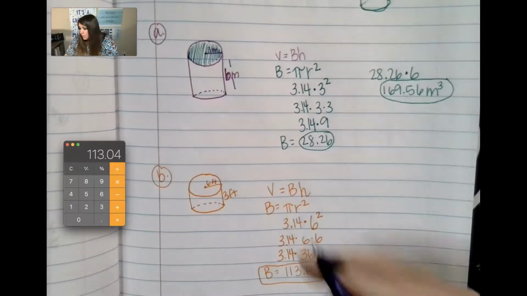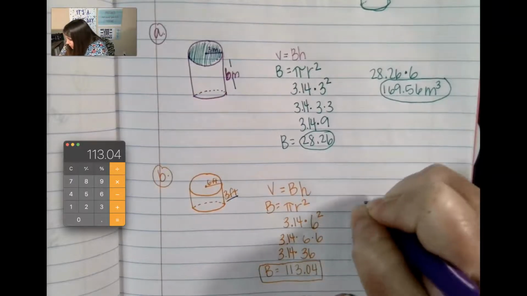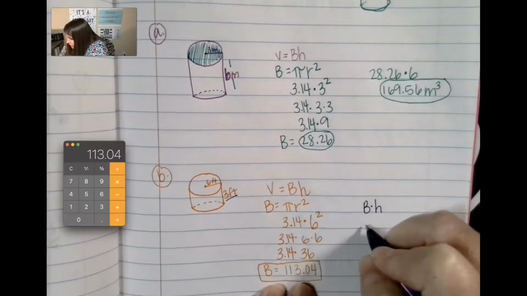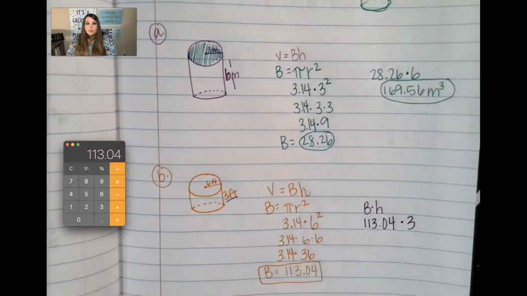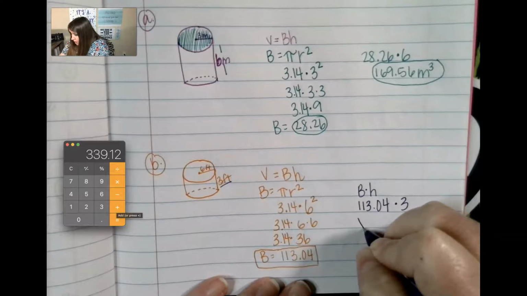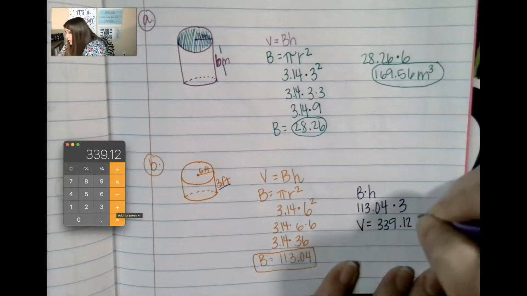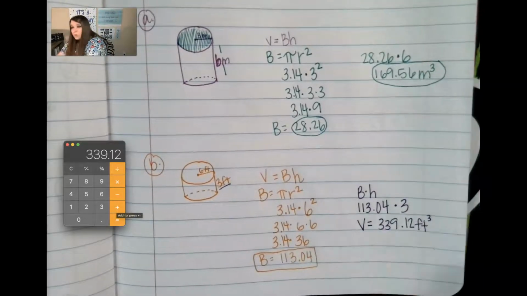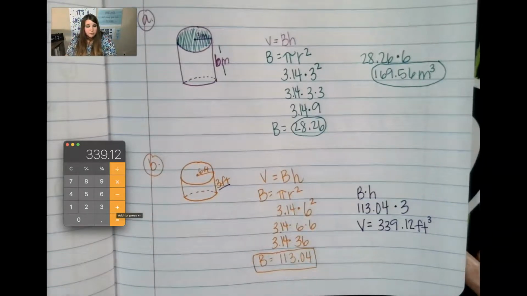So now what we're going to do is we're going to take our height, which is 3 feet, and we're going to multiply that. So the area of the base times the height. So 113.04 times 3. So let's go ahead and do that. Times 3 feet. And that's going to give us a volume of 339 and 12/100ths. And this is going to be feet cubed or cubic feet. Okay, so that's how much stuff can fit inside that can.